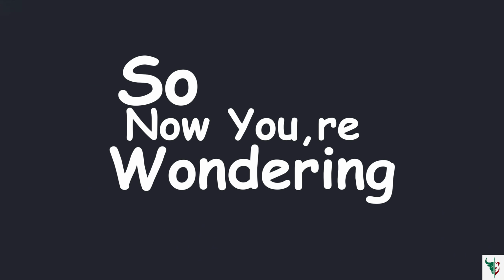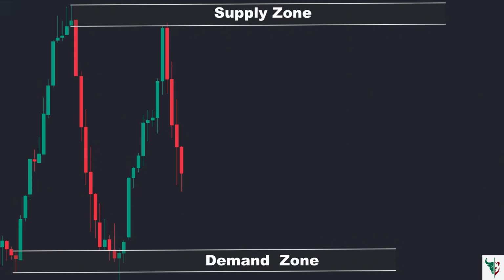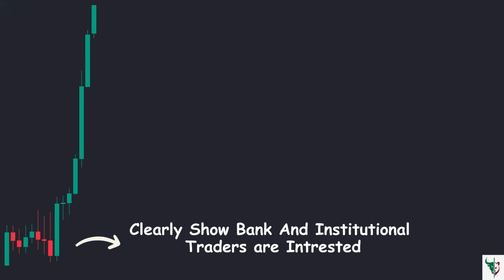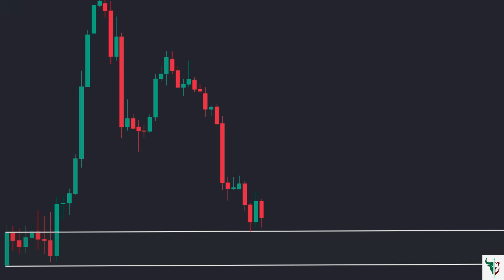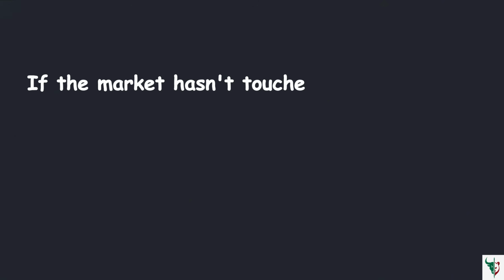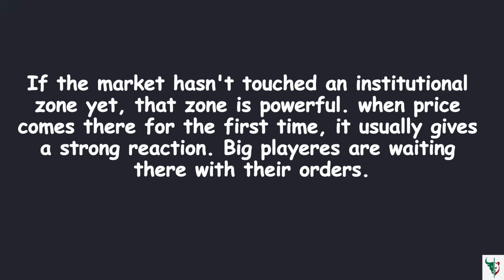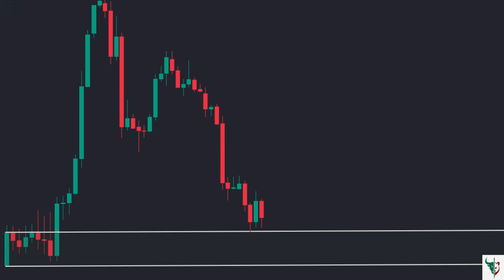So now you're wondering, how do I spot strong supply or demand zones on my chart? Here are 4 key characteristics to look for. 1. Sharp move away. You want to see a strong move away from the zone. Big candles, minimal wicks, almost no hesitation. That shows clear institutional interest. 2. Freshness. Has price returned to the zone before? If not, the zone is fresh. Fresh zones have higher chances of success because the orders inside them haven't been filled yet.